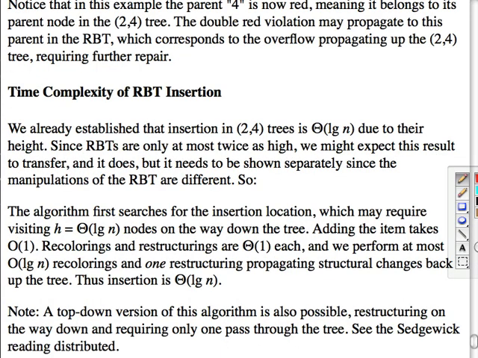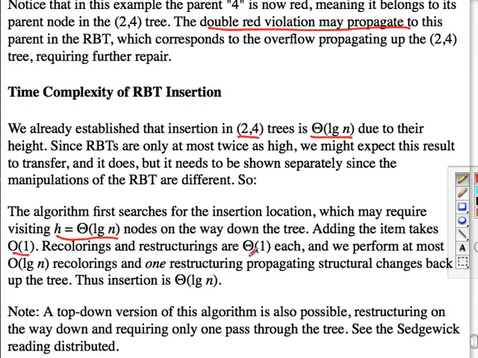Just a few comments to finish up the insertion. As we've already mentioned here, the double red violation may propagate up. The time complexity of insertion in 2,4 trees is theta of log n, and we can get the same result here, basically relying on the fact that the red-black tree is no more than twice as high as the corresponding 2,4 tree. But we can also note that in the red-black tree we're going to search down no more than the height of the tree. It is a balanced tree, and adding items is order of 1.